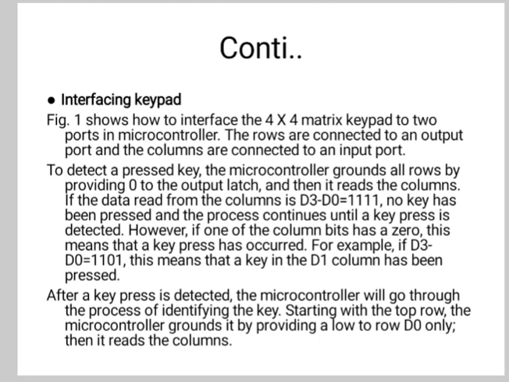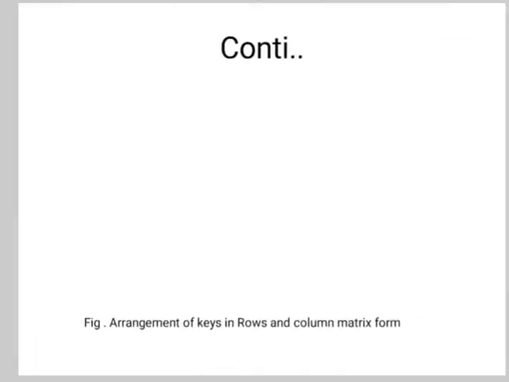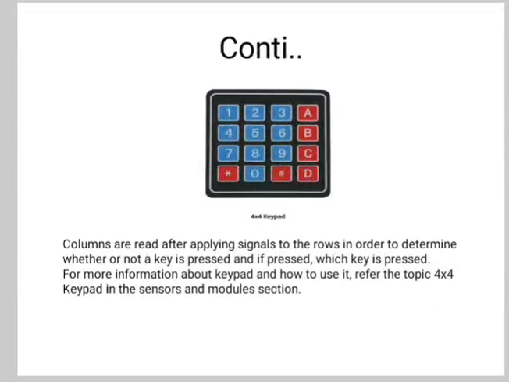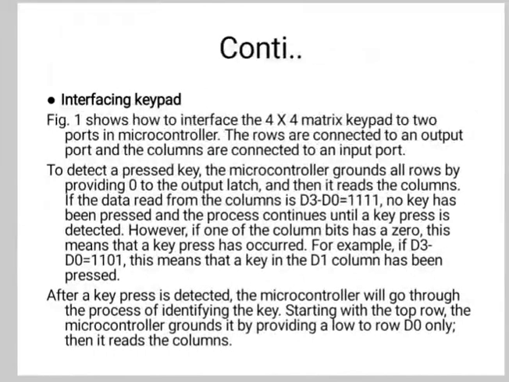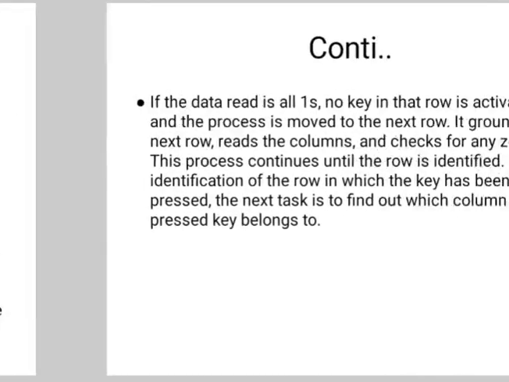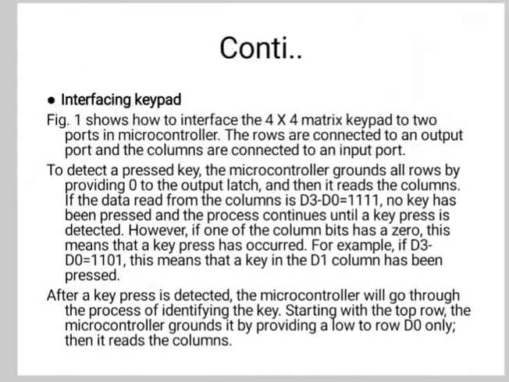In the first row, one terminal of all 4 push buttons are connected together, and the other terminals of the 4 push buttons represent each of the 4 columns. Same goes for each row, so we are getting 8 terminals to connect with a microcontroller. Now the figure shows how to interface a 4x4 matrix keypad to 2 ports. The rows are connected to an output port and columns are connected to the input.